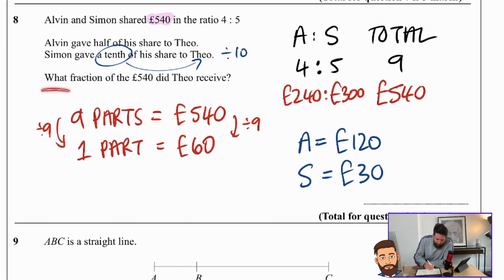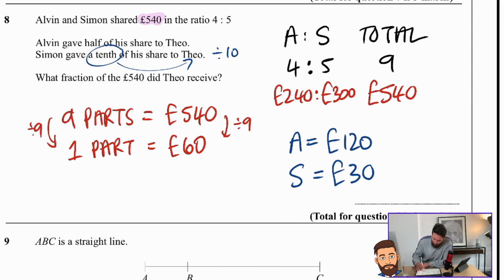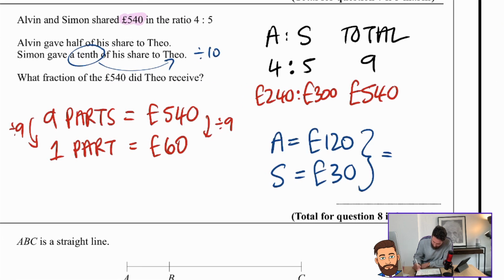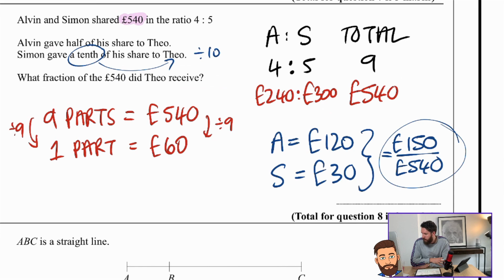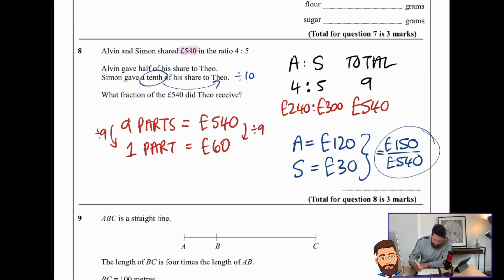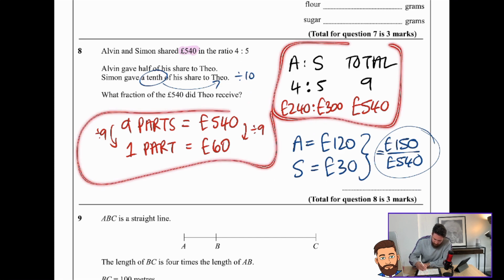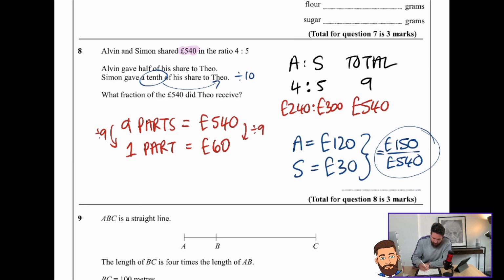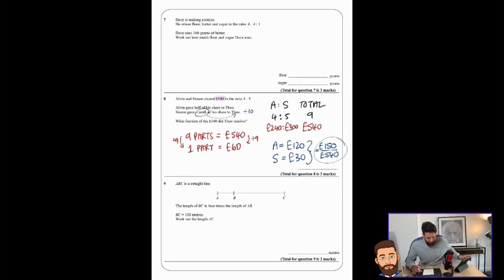The question says, what fraction of 540 did Theo receive? Well, what did Theo get? Theo got £150 in total off of Alvin and Simon, out of 540. And that is the end of that question. So there was a little bit more to that, but as you can see, using the nice layout of ratio gets you to the crucial bits of information you need, and then it's just a case of halving Alvin's and dividing Simon's by 10.